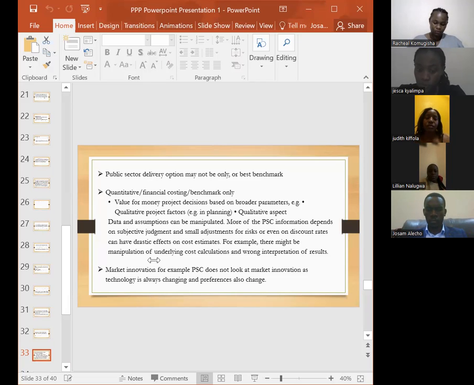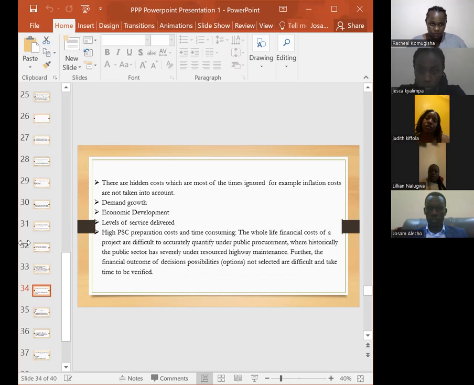Also, the PSC does not ensure addressing affordability. It looks at the value for money. It doesn't look at how much is going to be needed to invest in this project, hence becoming a weakness to use the PSC. And the other weakness is outcomes versus output. What is incurred is usually not what is harvested.